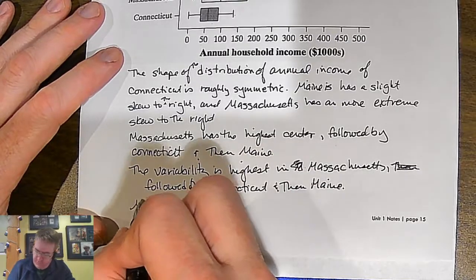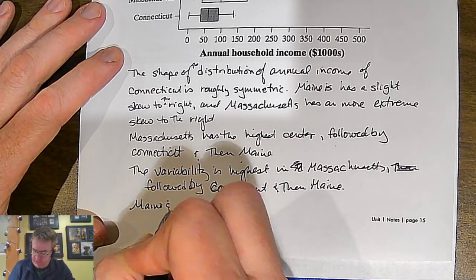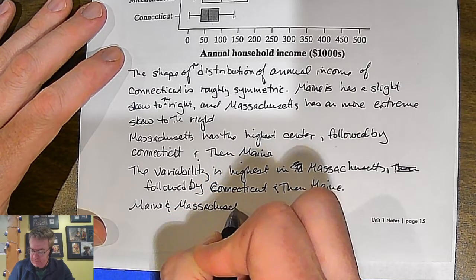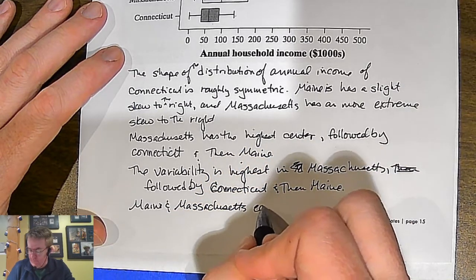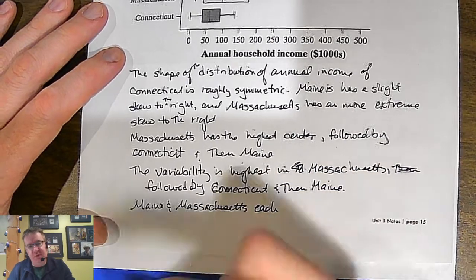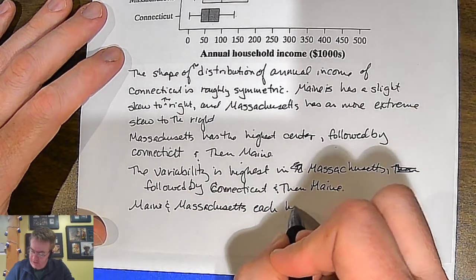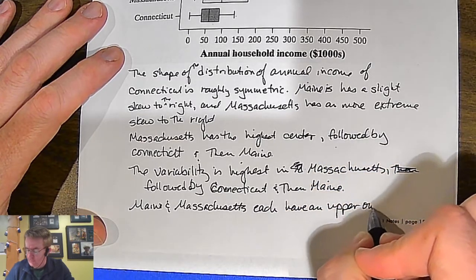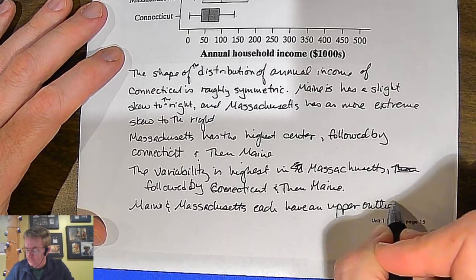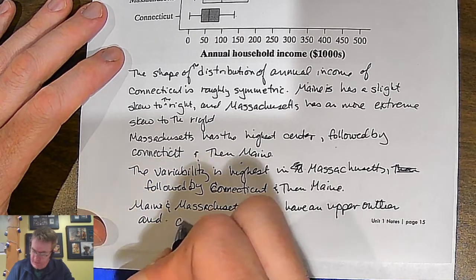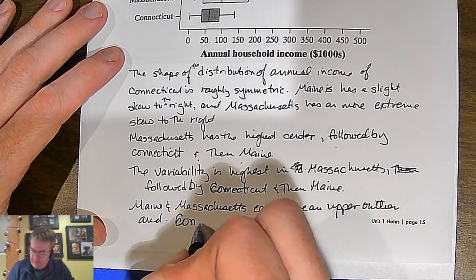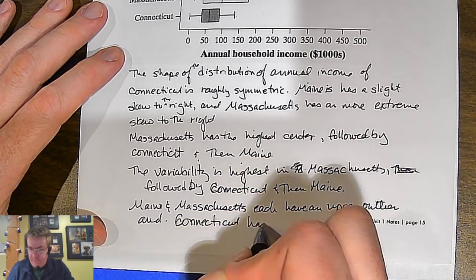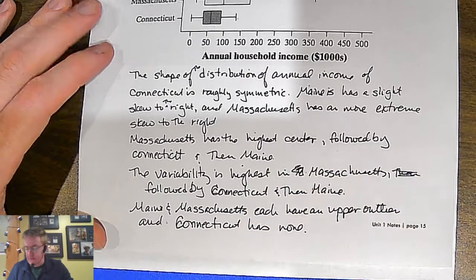Maine and Massachusetts each have an outlier. Which side is the outlier? Low outlier, upper outlier. Each has an upper outlier. And Connecticut has none. And that's what we're doing.